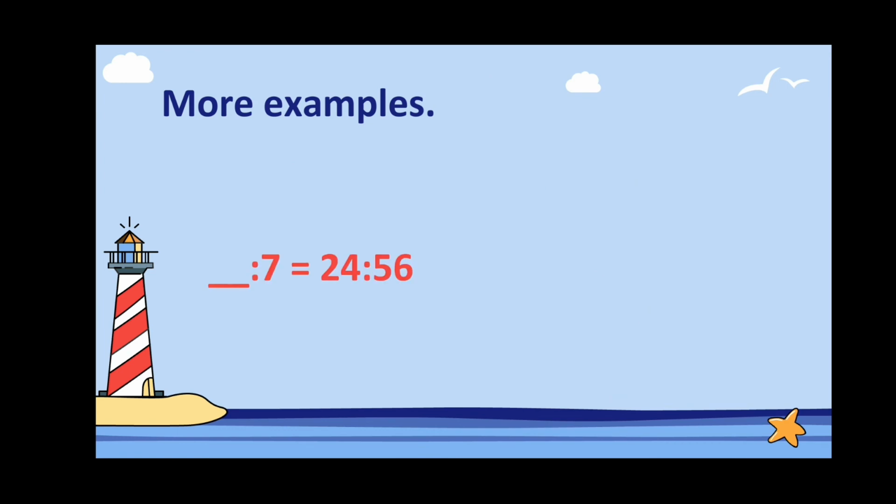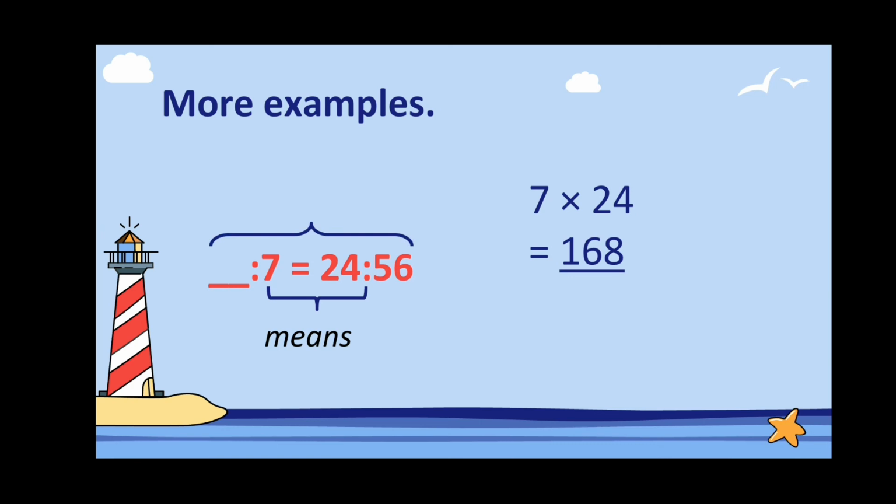Next, blank to 7 is equal to 24 to 56. So, dito, we need to find the missing term para makapagbigay tayo ng equivalent ratios. Okay, so paano natin gagawin yon? First, let's multiply the means. So, we have 7 times 24, which is equal to 168. Okay, so next, hindi tayo makakapag-multiply ng extremes dahil yung isa sa missing term extremes.